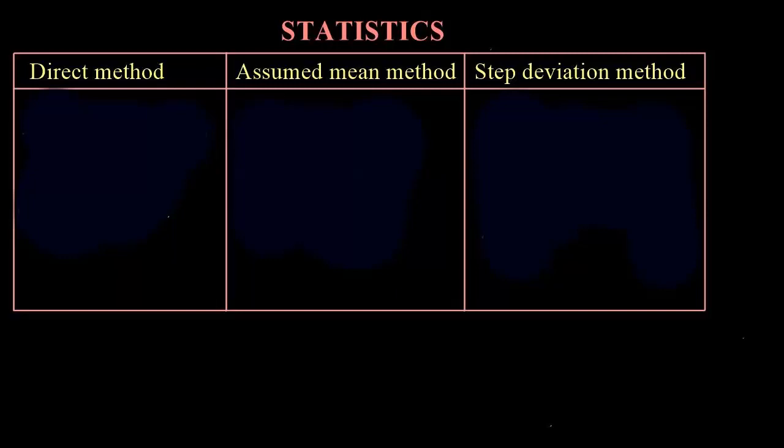So before we start, let me just tell you what the three methods are and when to use them. First is the direct method, then the assumed mean method, and the last one is the step deviation method. So when to use which method for a particular problem? The direct method is used whenever the data or the number of observations is less.